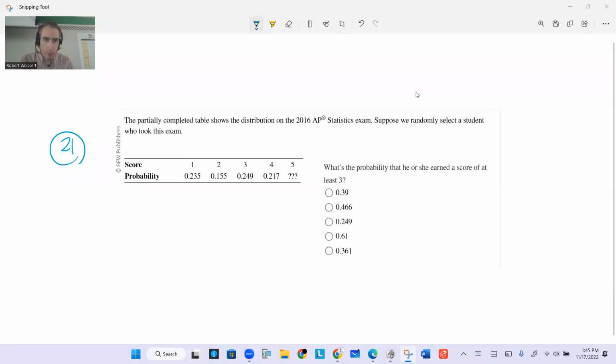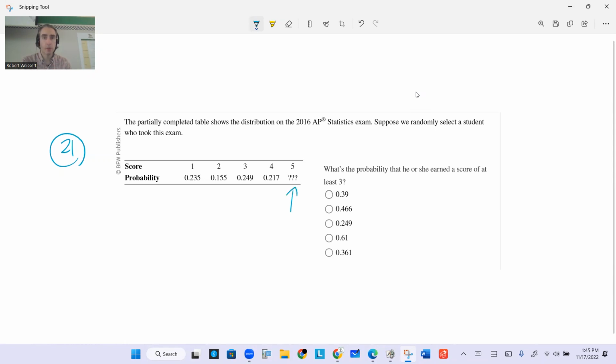All right, question 21. The partially completed table shows the distribution of the 2016 AP Statistics exam. Suppose we randomly select a student who took the exam. So we're looking at about 23.5% got level 1, 15.5% level 2, level 3, 24.9%, level 4, 21.7%. And of course, these are all going to add to 1. So let's add these together and subtract from 1 first. I'm going to pause the video because that's not mental math for me.